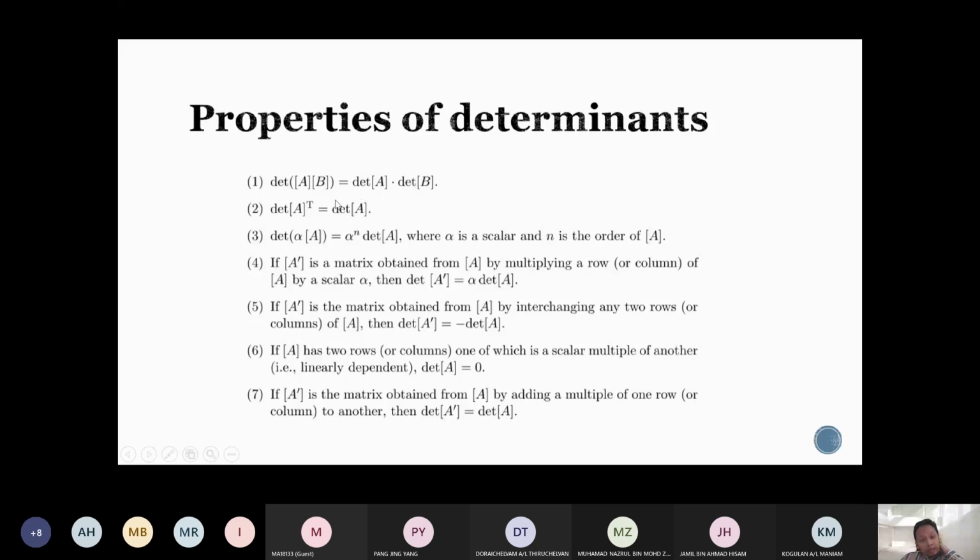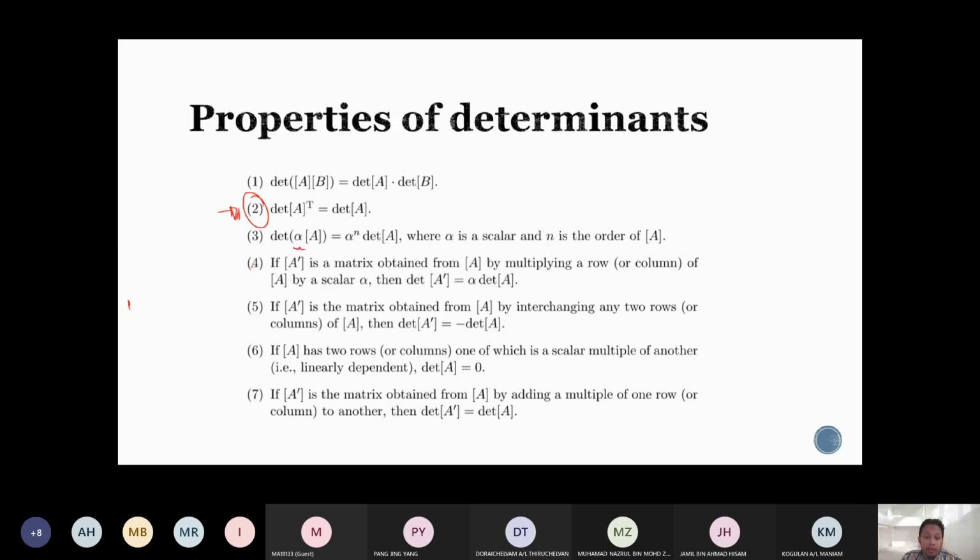Okay. So if you have matrix A transpose, so the determinant of A transpose is the same as the determinant of the original matrix A. So if you transpose a matrix, determinant dia still sama. Okay, so number 2 ni is actually important properties of matrix. Okay, later on we will see why this is important. So if you transpose a matrix, you will get the same determinant.